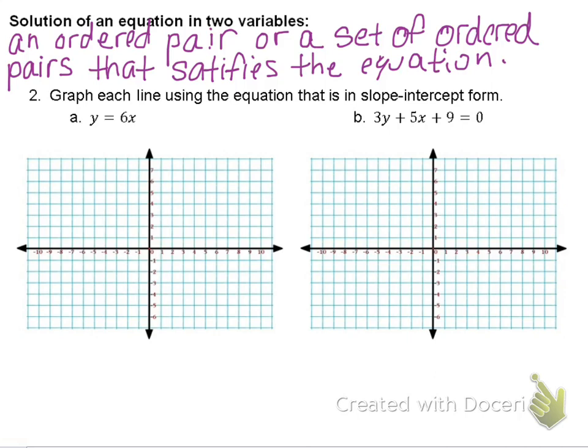For the next example, we're going to graph each line using the equation. The first one is in slope-intercept form. The second one we're going to have to rearrange so that it's in slope-intercept form. For the first one, if there is no y-intercept in the equation, you can assume that it's plus 0, which means that the y-intercept would just be 0. So the first point would be at 0, 0.